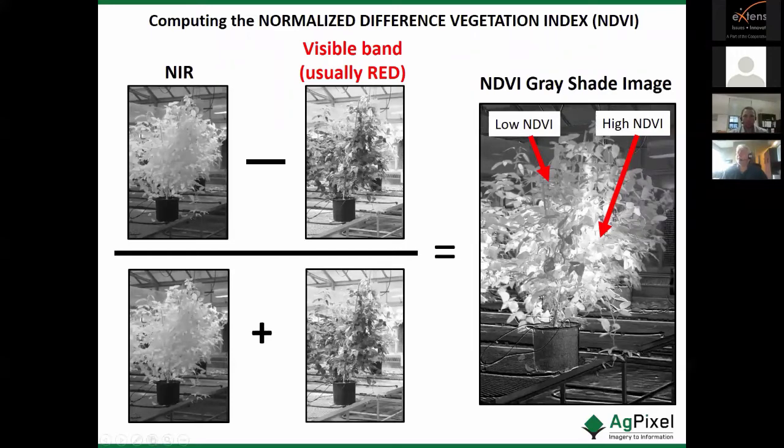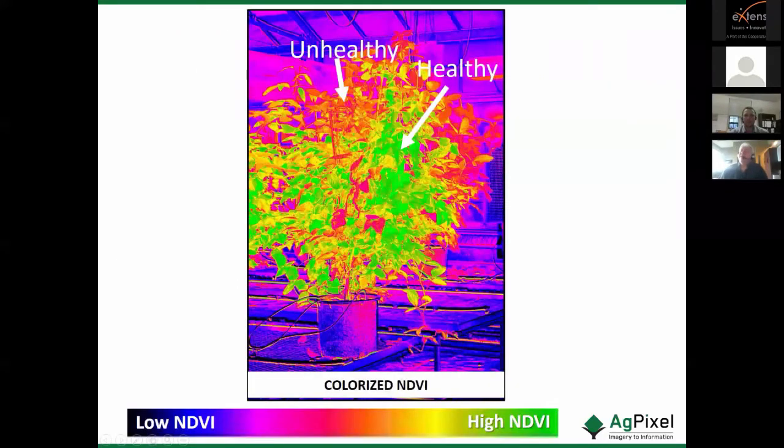And now notice that the healthy parts of the plant have a high or a bright color. The bright means a high NDVI value, and the dark areas are low NDVI. Now notice that the dead leaves on the table are no longer confused with the healthy leaves on the other parts of the plant. And this is the colorized NDVI, where anything that's got a low NDVI value is colored in violets and purples, and anything with high NDVI is green.